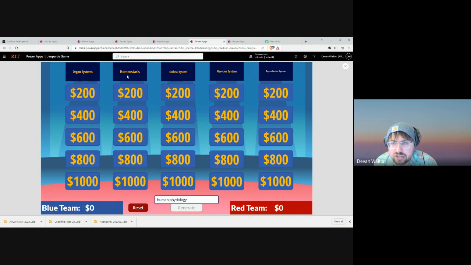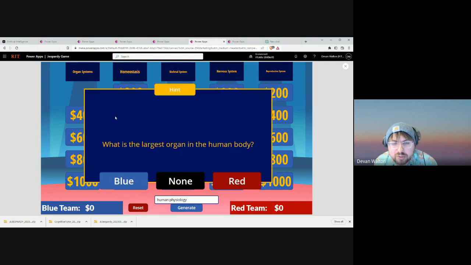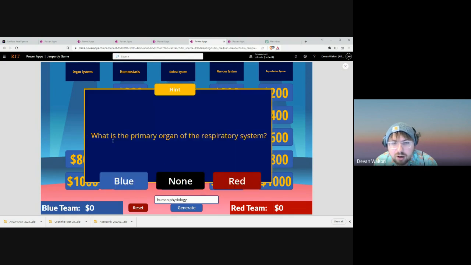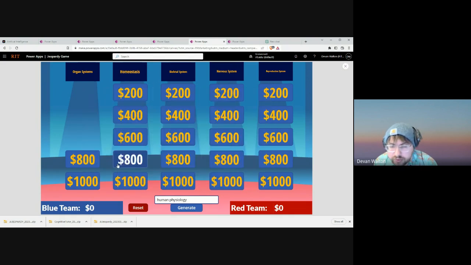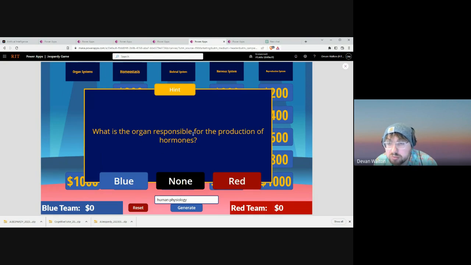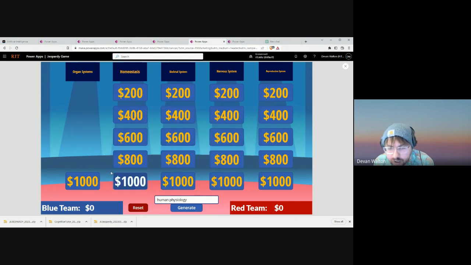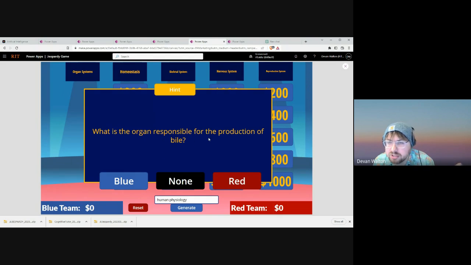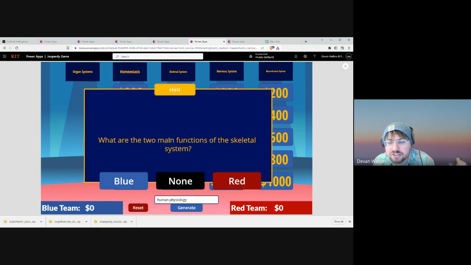So we can see here it's already generated some question categories for us: organ systems, homeostasis, skeletal system, nervous system, reproductive system. A pretty reasonable list of categories. If we click on 200, we can see what is the largest organ in the human body, what is the main organ of the excretory system, what is the primary organ of the respiratory system, what is the organ responsible for the production of hormones. So as you can see, the questions are getting a little more difficult as we go along. And finally, what is the organ responsible for the production of bile? And we get the same thing with the other categories.